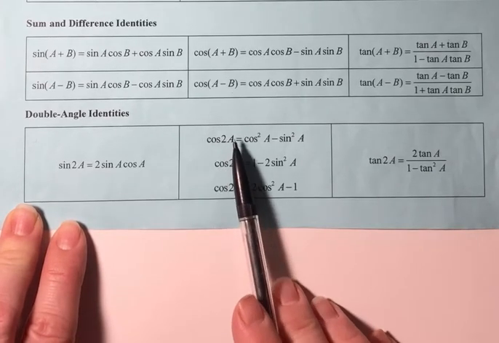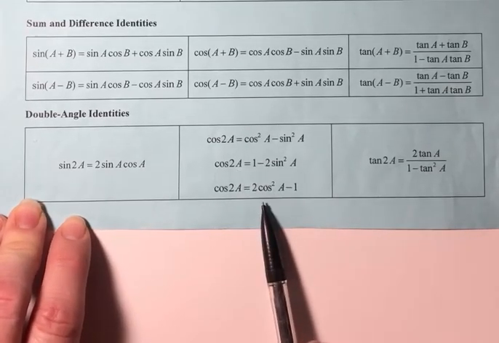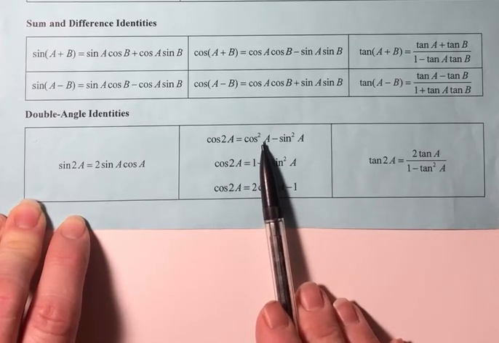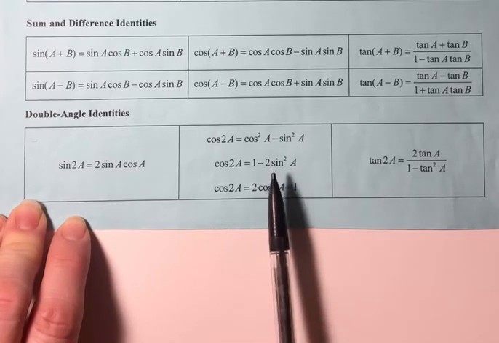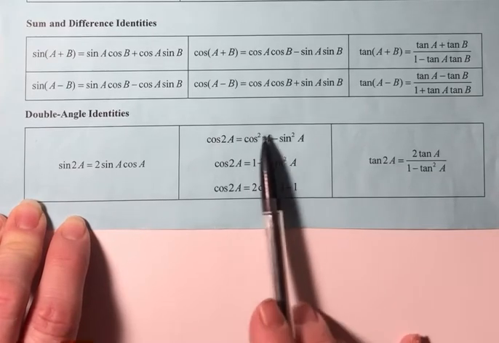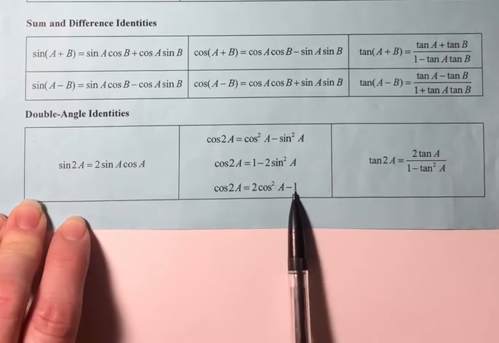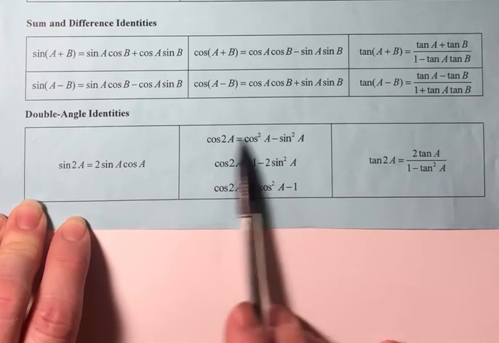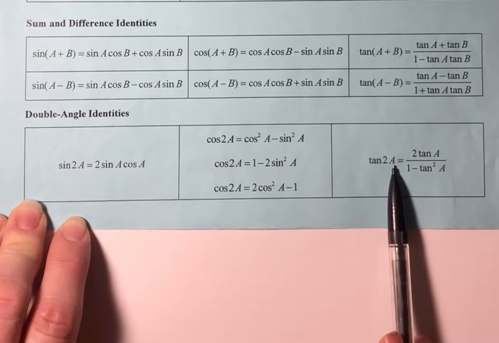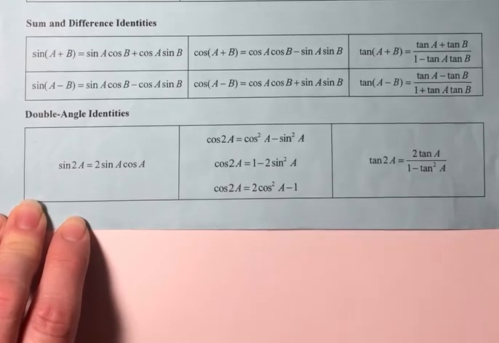The cosine of twice an angle, we have 3 choices. It depends on the problem that you're doing and what you're given, but it's all the same thing. Cosine of twice an angle is the same as cosine squared of the angle minus sine squared of the angle. To get this one, you replace cosine squared with 1 minus sine squared, and you get 1 minus 2 sine squared. Or to get this one, you replace sine squared with 1 minus cosine squared, and you get 2 cosine squared minus 1. So essentially, you have the first one. These are just 2 variations of the first one. And then tangent of twice an angle is equal to 2 times the tangent of the angle over 1 minus tangent squared of the angle.